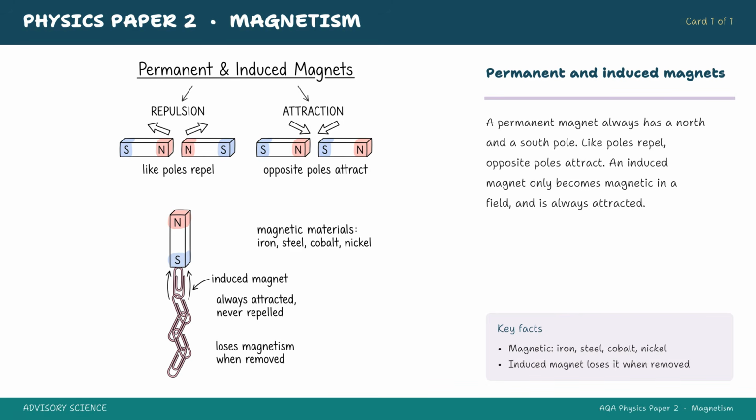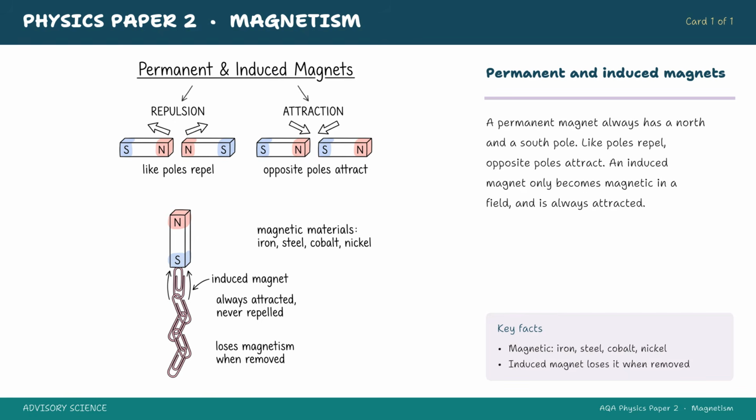That's why a magnet can pick up a chain of paper clips. Each clip becomes an induced magnet for a moment. The only magnetic materials are iron, steel, cobalt, and nickel. So in the exam, if it's not one of those, it's not magnetic.